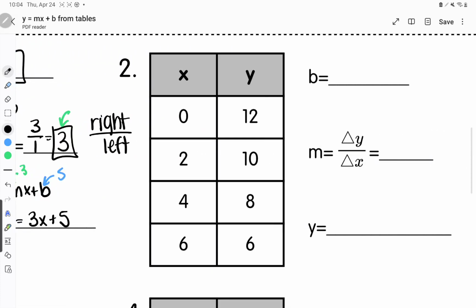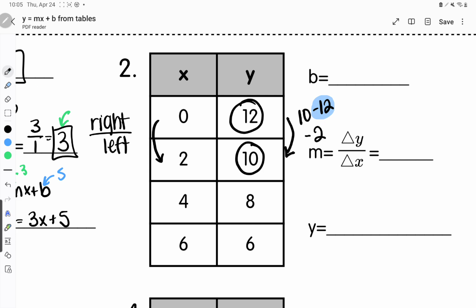All right, for the next one, when I see a table, what's the first thing I do? I draw my arrows. What would I subtract on the right side? I would do 10 minus 12. Well, we subtract these two numbers, and so I have 10 minus 12, which gives me 2. But then we keep the sign of the bigger number, so what's bigger, 10 or 12? 12 is, and that negative goes with the 12, so we'll put a negative 2. We had to go down 2 to get from 12 to 10.